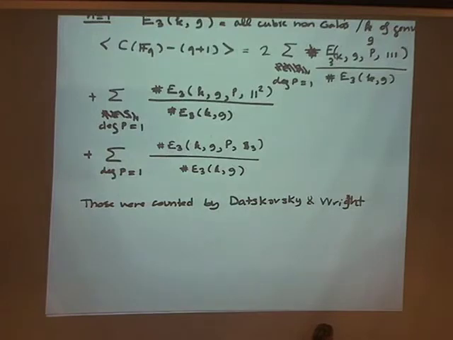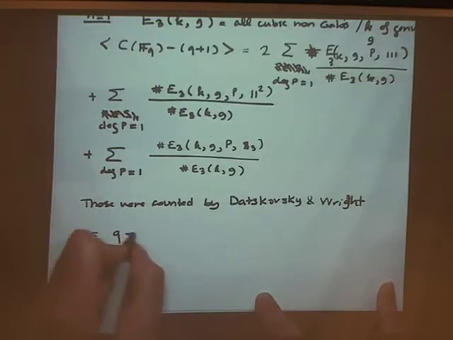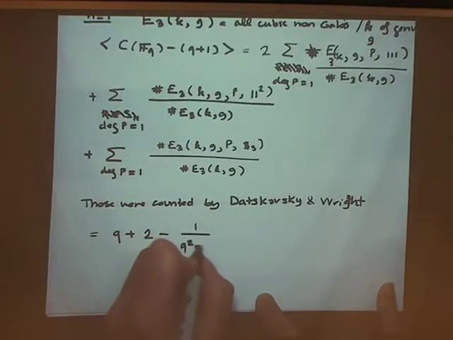So those were counted, and you just put the count there, and you would get the average number of points. And what it would give you, so one very interesting thing is it would give you that the average number of points is going to be q plus 2 minus a small fraction, which is 1 over q squared plus q plus 1.